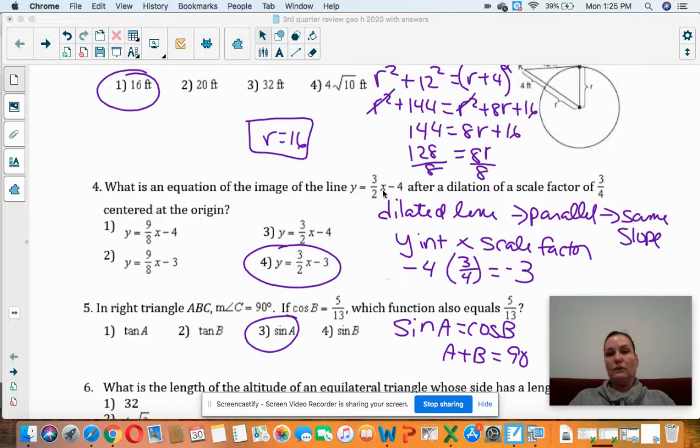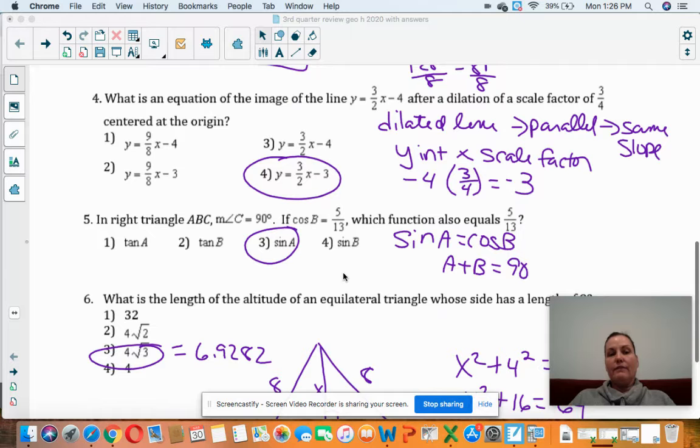My slope is 3/2. So actually, I can get rid of choice 1 and choice 2 because they have the wrong slope. I'm going to take this y-intercept right here of -4, and I'm going to multiply it by the scale factor. My scale factor is 3/4, and that is my new y-intercept. So that's why my answer is choice 4.